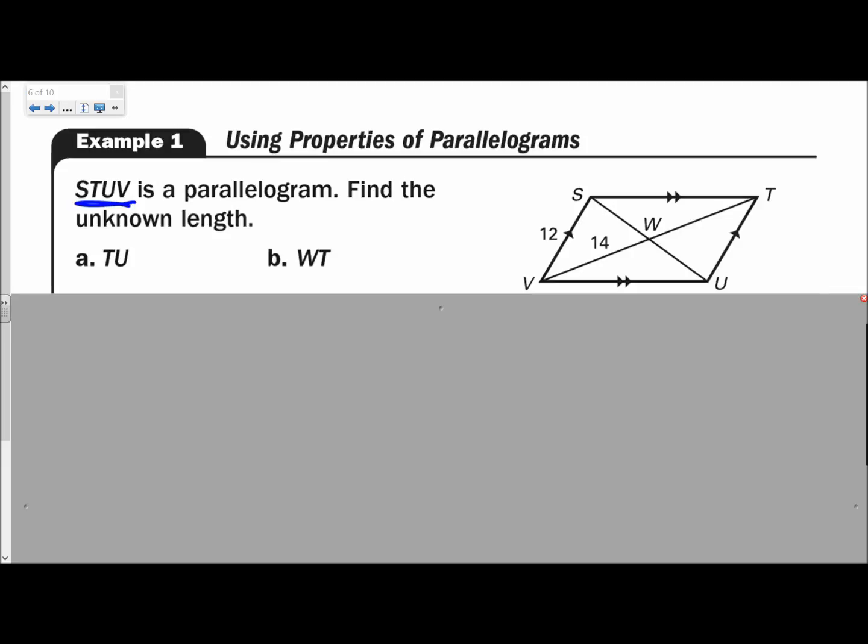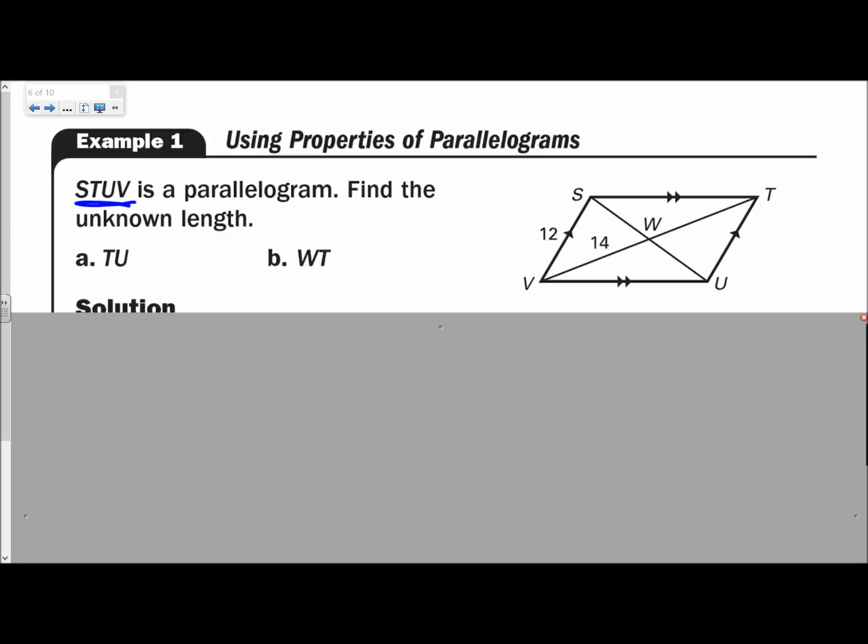Notice the arrows. Look at this arrow on segment SV and the arrow on segment TU. Those arrows indicate that these two sides are parallel. So if you were to extend these two sides, they would go on forever without touching. That's what the arrows mean. And the same thing for segments ST and VU. Look at the double arrows. These two sides are parallel. So we're dealing with a parallelogram by definition.